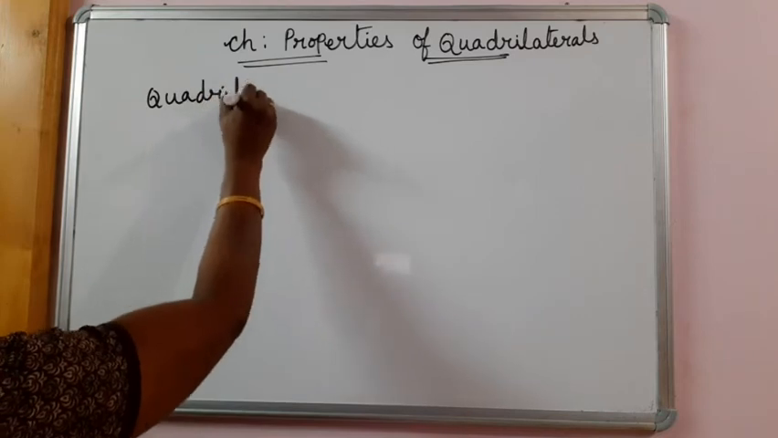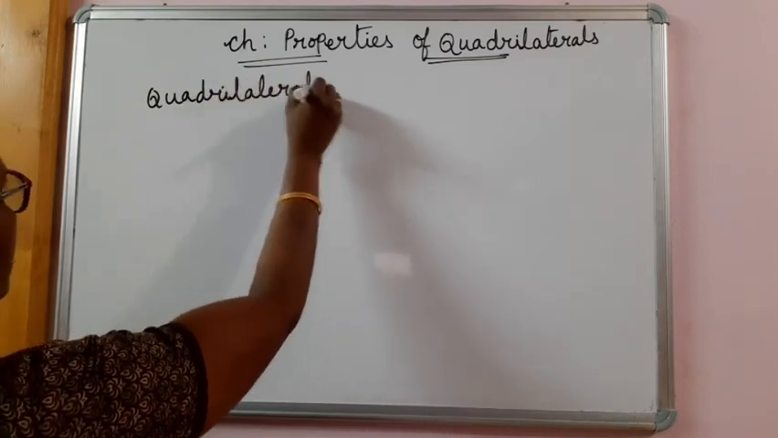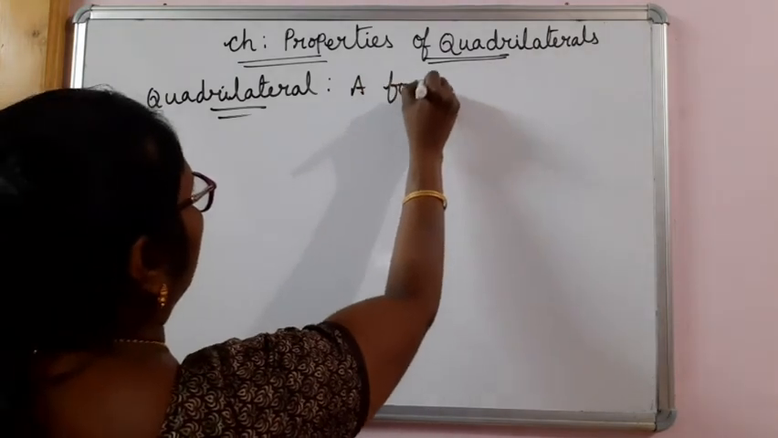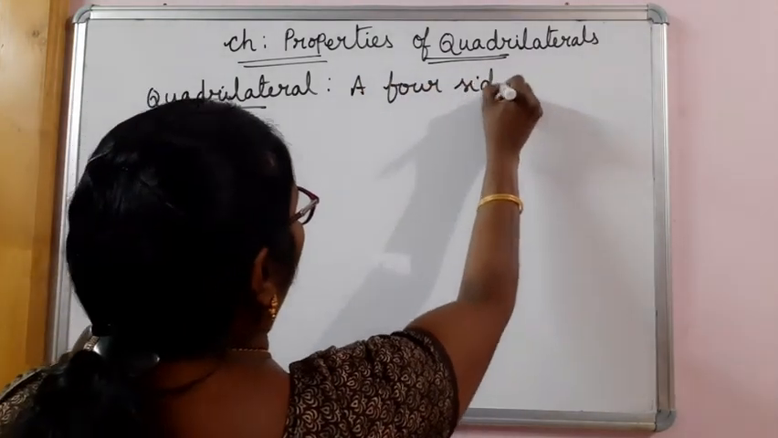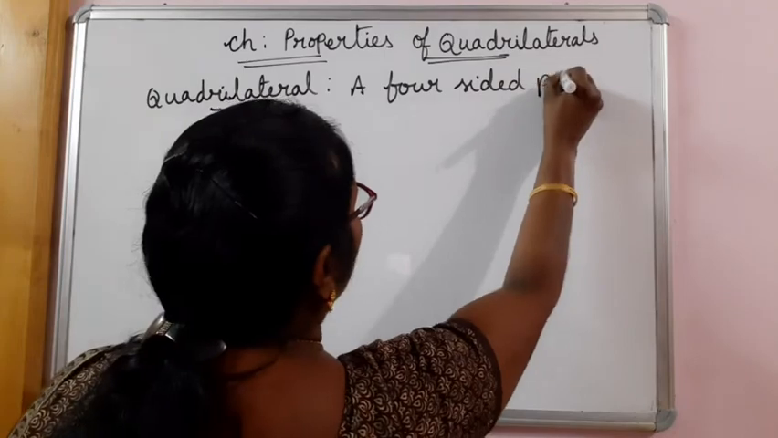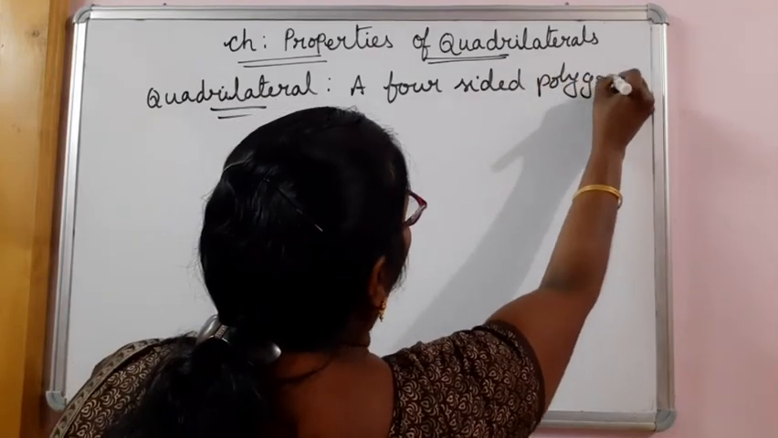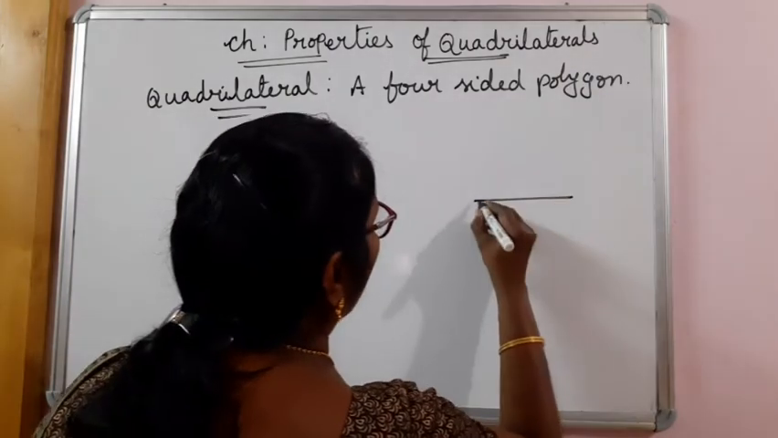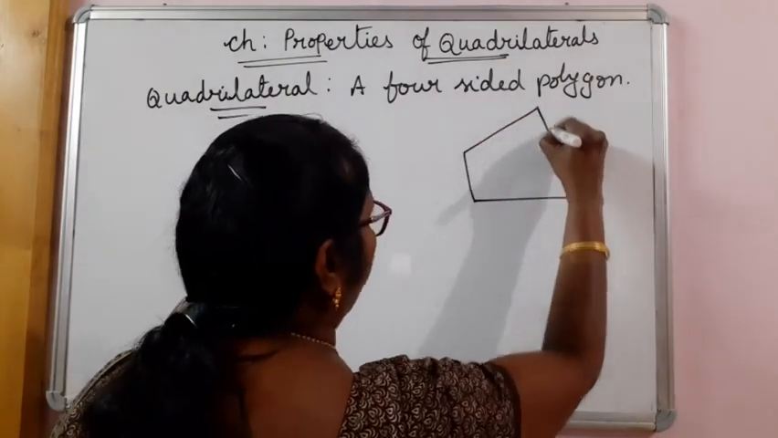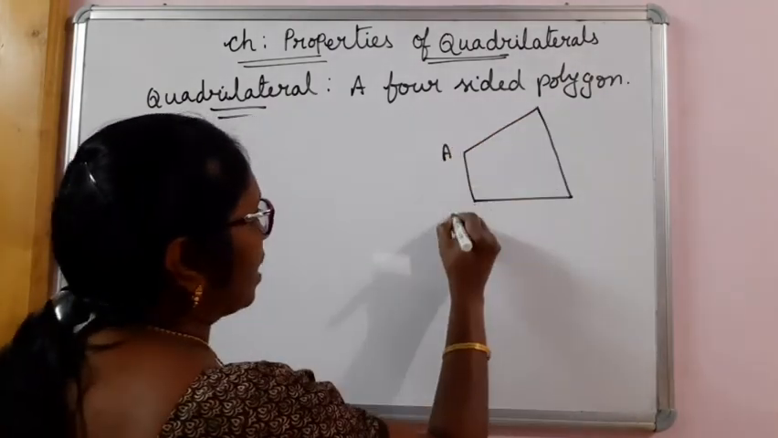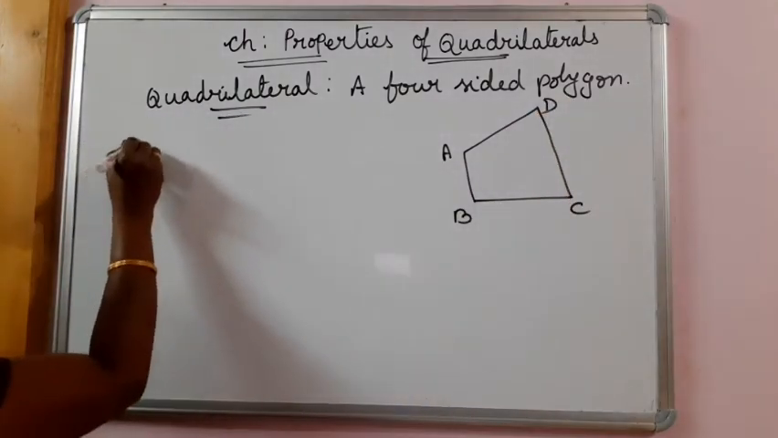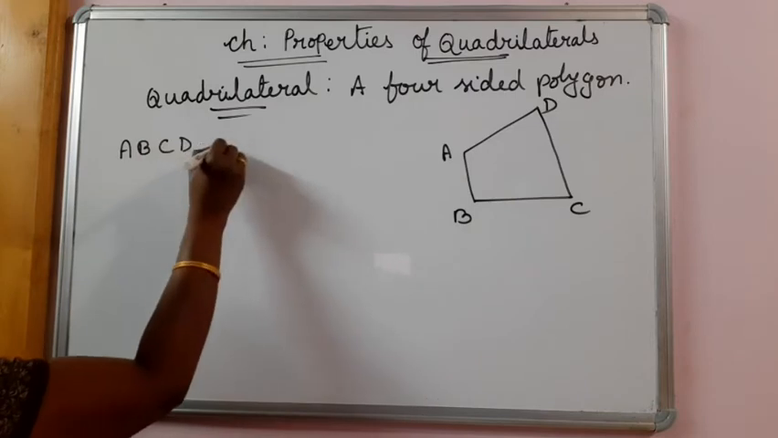Quad means four, lateral means sides. So a four-sided polygon is called a quadrilateral. Quadrilateral is a four-sided polygon. And when we say polygon, it is a closed figure. Let me name it as ABCD. ABCD is a quadrilateral.